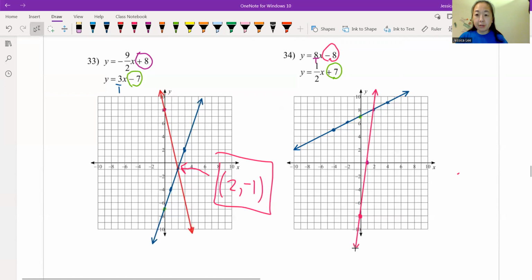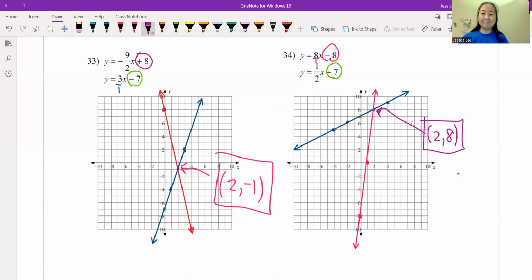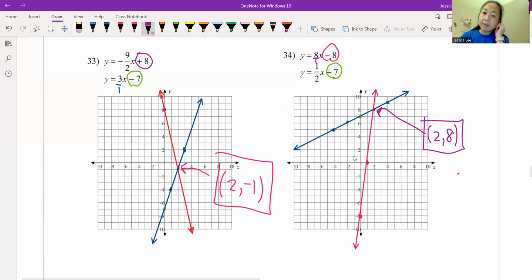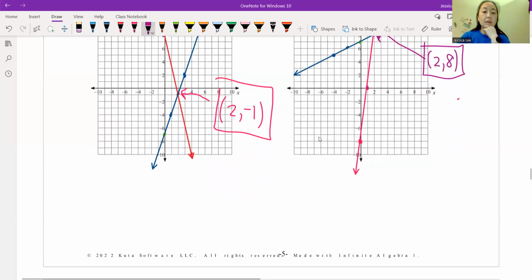Let's look, trying to make it more accurate. I'm not making a very good one for that one. Okay, so here we go. So this guy, where they meet, that's right here at 2, 8. Here's 2, 8. Got it. All right, and so that's how we do systems with graphing using slope-intercept form.